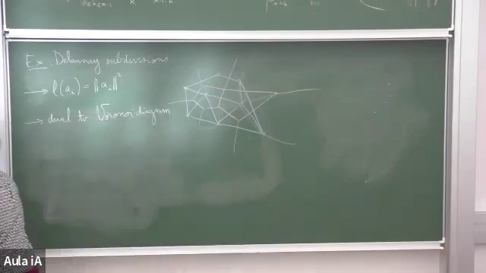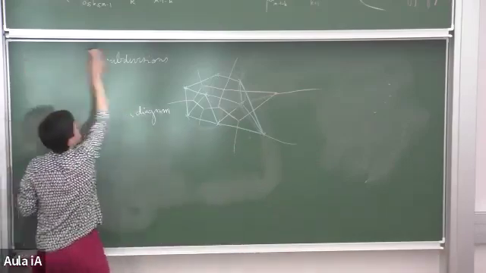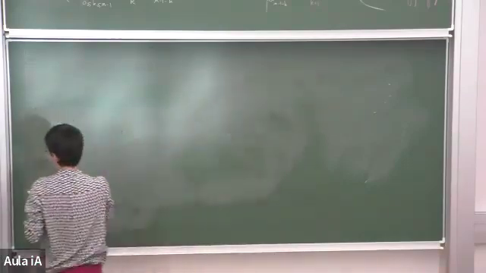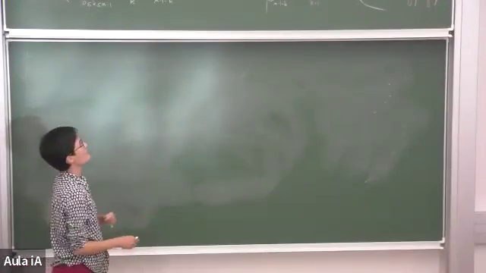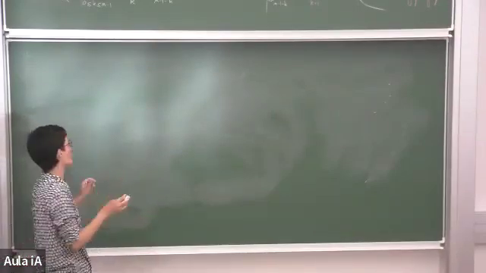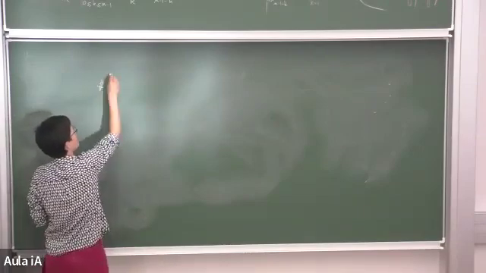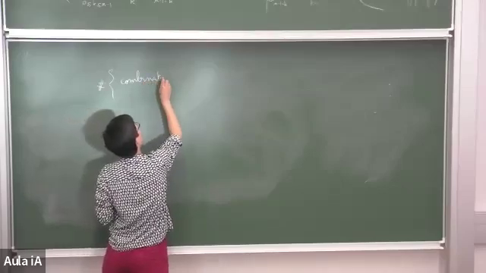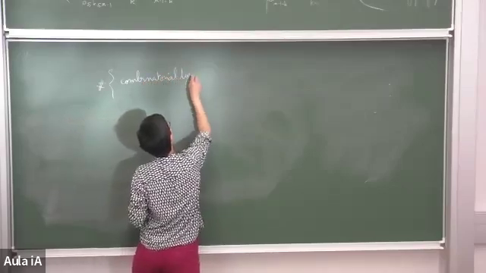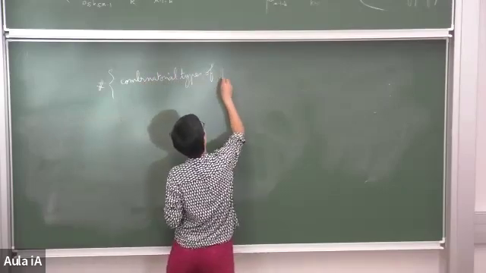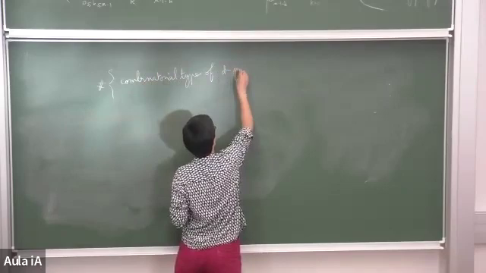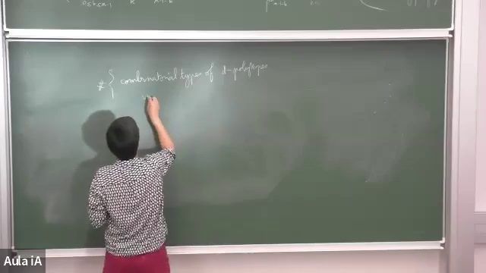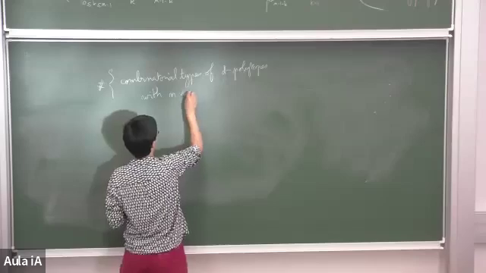Okay, so the last topic I wanted to explain is a result about the question I mentioned a bit earlier of counting just how many combinatorial types of D polytopes of dimension D with n vertices.